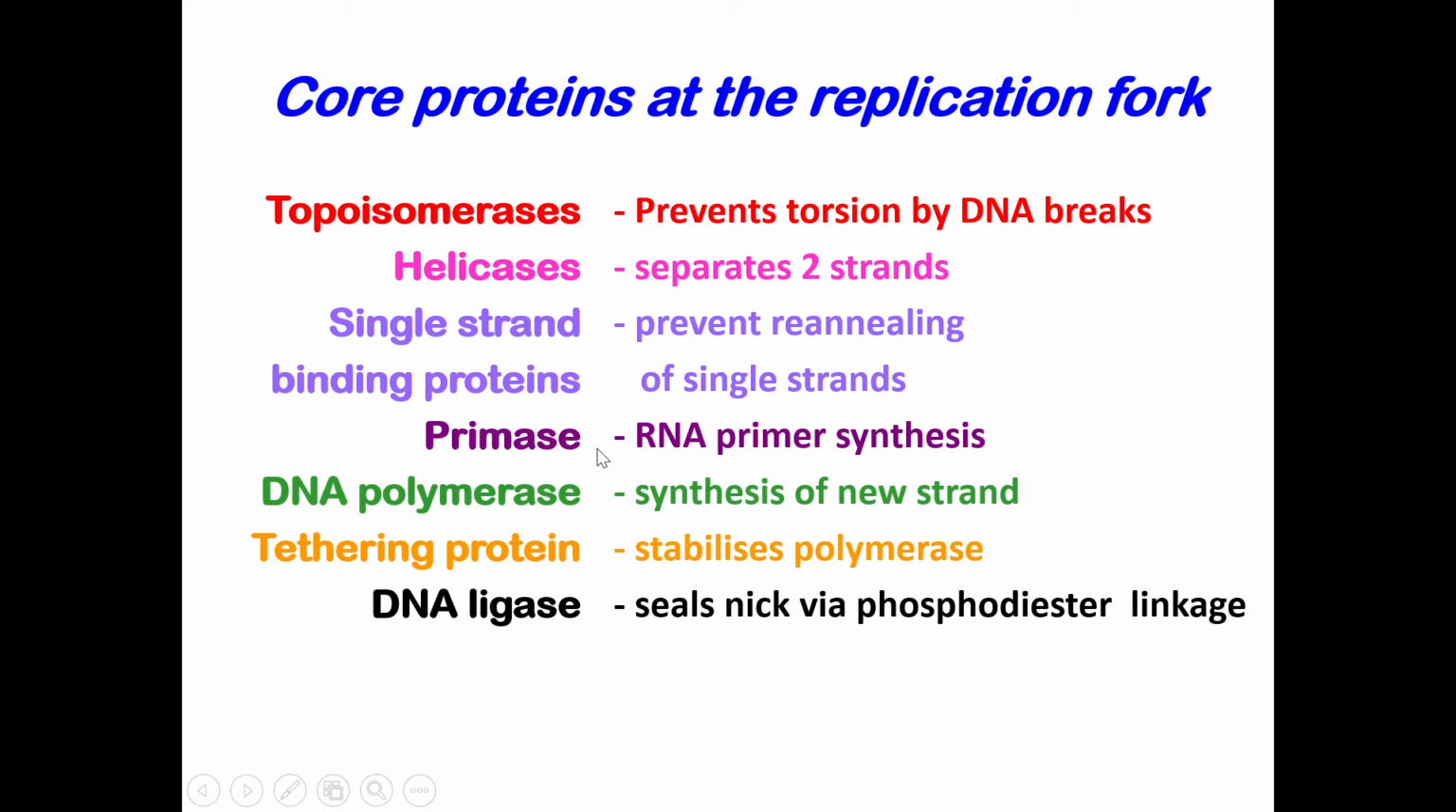And what is this primase? I have already explained this in the previous slides. Primase helps in RNA primer synthesis, and DNA polymerase synthesizes a new strand, and tethering proteins stabilize polymerase, and DNA ligase seals nicks via phosphodiester linkage. That DNA ligase is also known as a molecular stitcher. So this is about the semi-conservative replication of DNA.